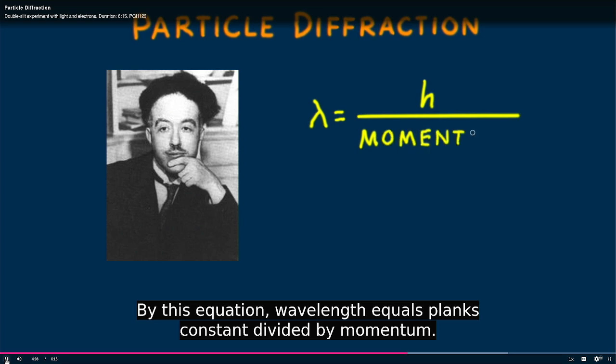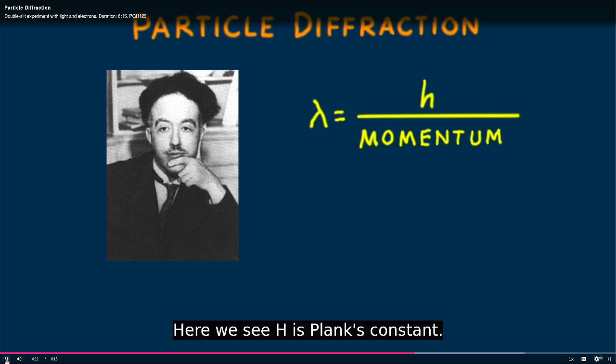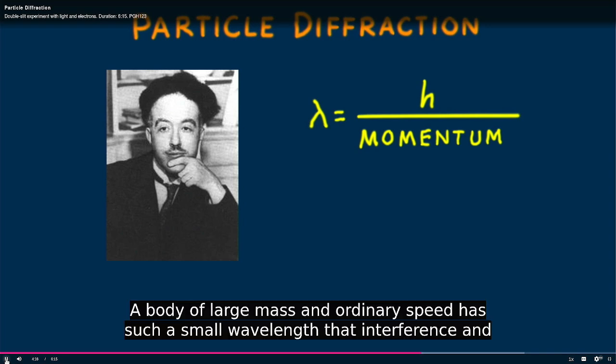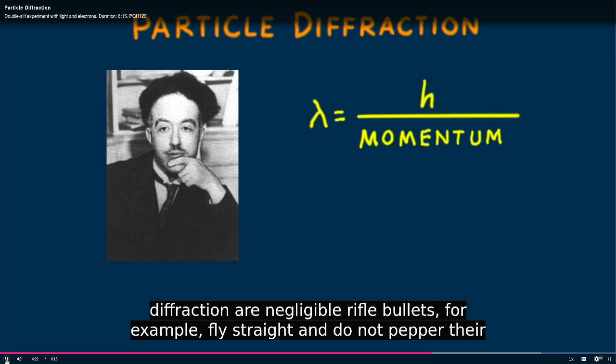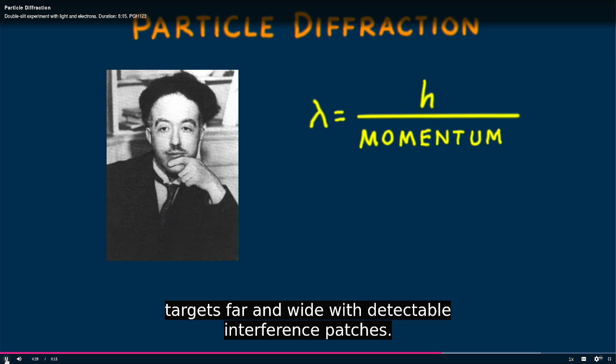Wavelength equals Planck's constant divided by momentum. Here we see h is Planck's constant. A body of large mass and ordinary speed has such a small wavelength that interference and diffraction are negligible. Rifle bullets, for example, fly straight and do not pepper their targets far and wide with detectable interference patches.